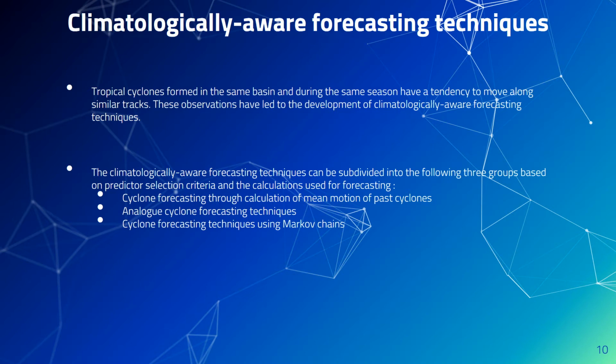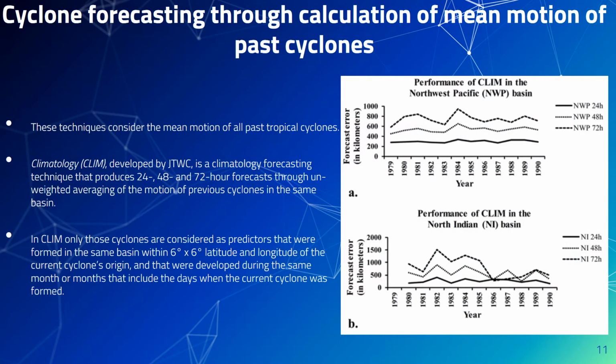The climatologically aware forecasting techniques can be subdivided into the following three groups based on predictor selection criteria and the calculation used for forecasting. The first one is cyclone forecasting through calculation of mean motion of past cyclones, then analog cyclone forecasting techniques, and forecasting techniques using Markov chains. Cyclone forecasting through calculation of mean motion of past cyclones: these techniques consider the mean motion of all past tropical cyclones that have occurred within a similar time period as the current cyclone.